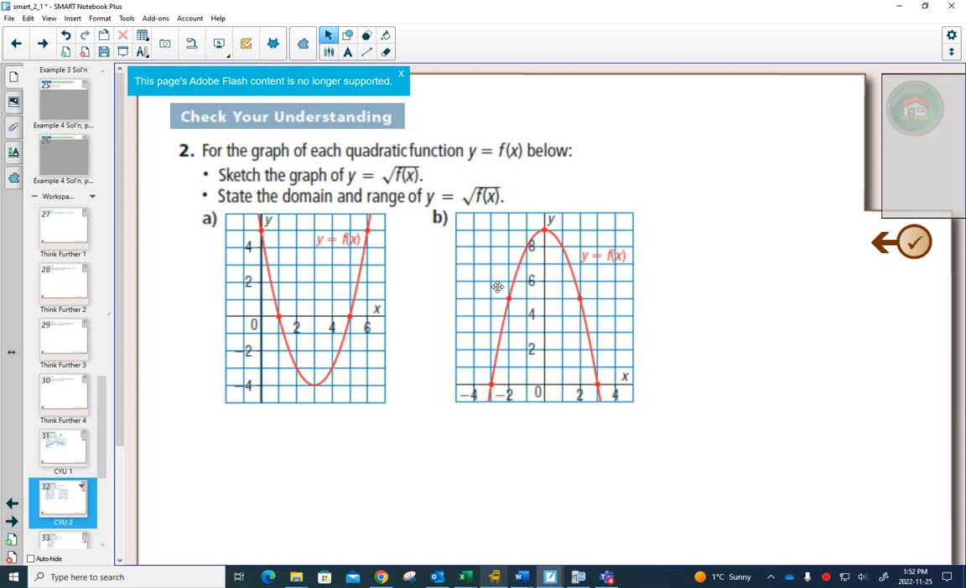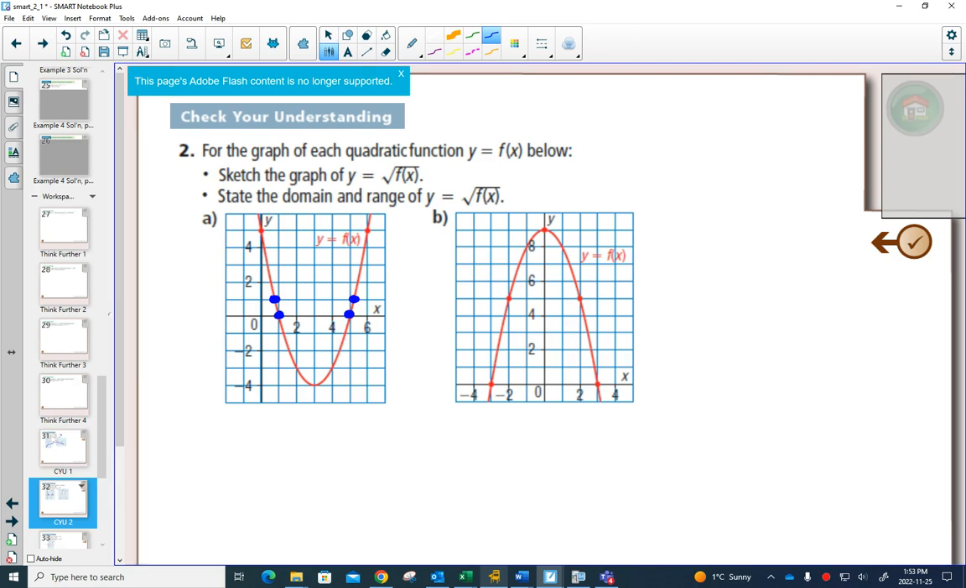Now you have a parabola. Could you graph the square root of a parabola? Yes. Okay? You will go and look, is it ever equal to 0? Yes. Here and here. That's important because the square root of 0 is still 0. Does it ever equal 1? Yes. Because the square root of 1 is 1.